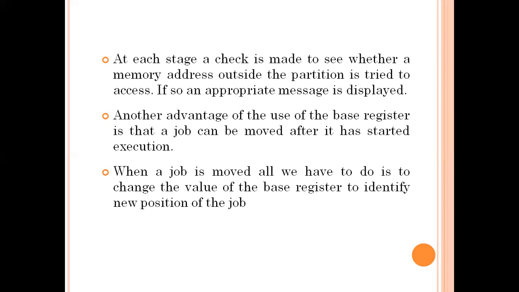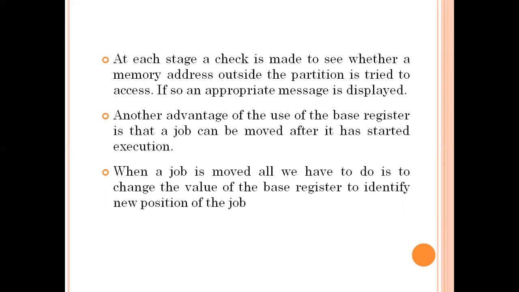That means any job trying to access memory beyond the partition which is allocated to it. Suppose for job 1, partition 1 is allocated, which varies from 3000 to 5000. Then job 1 can access only the addresses from 3000 to 5000. It cannot access any address before 3000, and it cannot access any address after 5000 either. Another advantage of the use of a base register is that a job can be moved after it has started its execution.